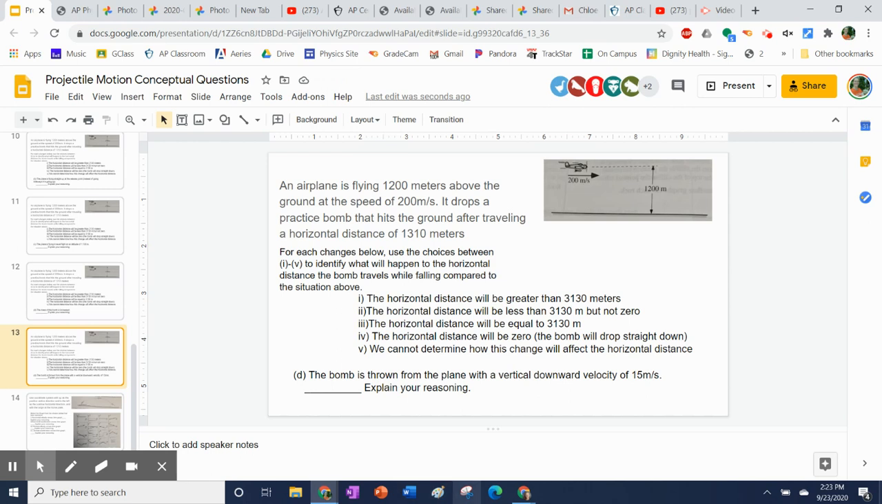Woo! Good. Yeah, if you chuck it downwards, it's going to start with a bigger downward velocity, which means that if you're going faster, you need less time to get there. So if you're going faster, you're going to need less time, which means that it's going to go a smaller horizontal distance. Great, good.